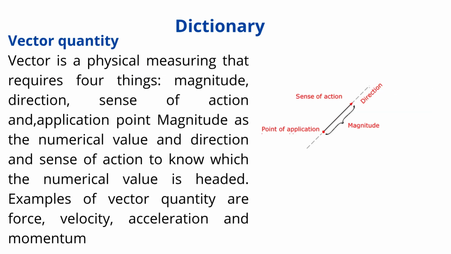Vector quantity. Vector is a physical measuring that requires four things: magnitude, direction, sense of action, and application point. Magnitude has the numerical value, and direction and sense of action tell which way the numerical value is headed. Examples of vector quantity are force, velocity, acceleration, and momentum.